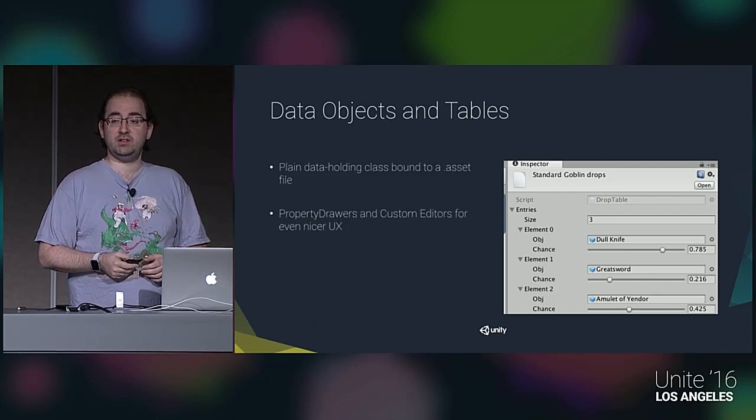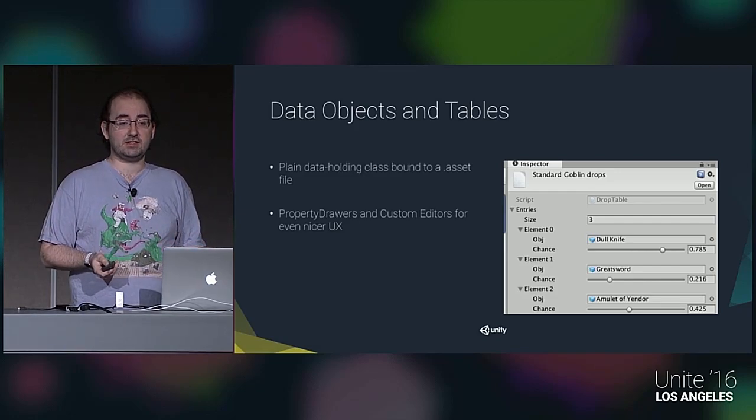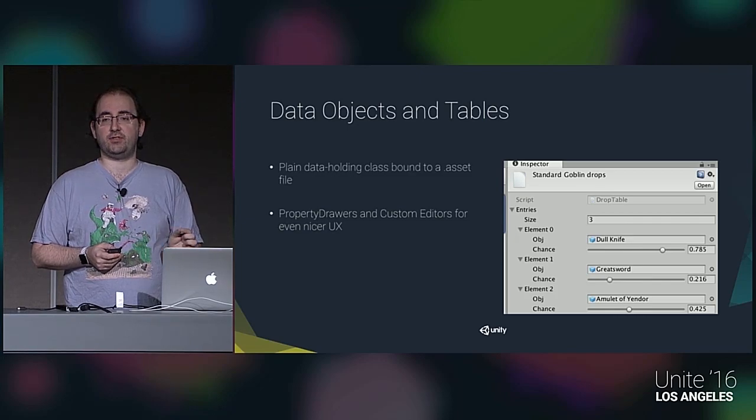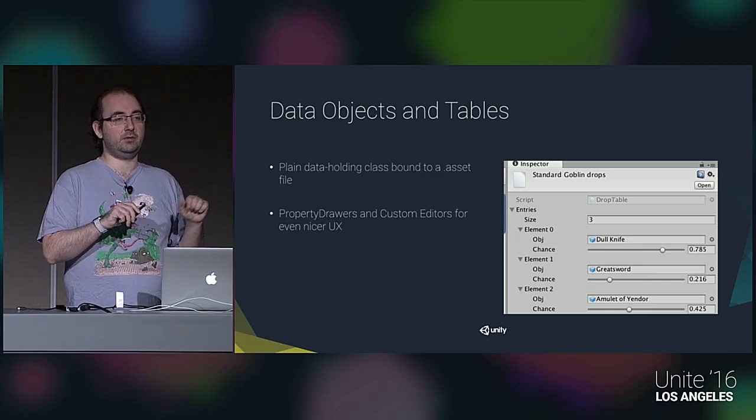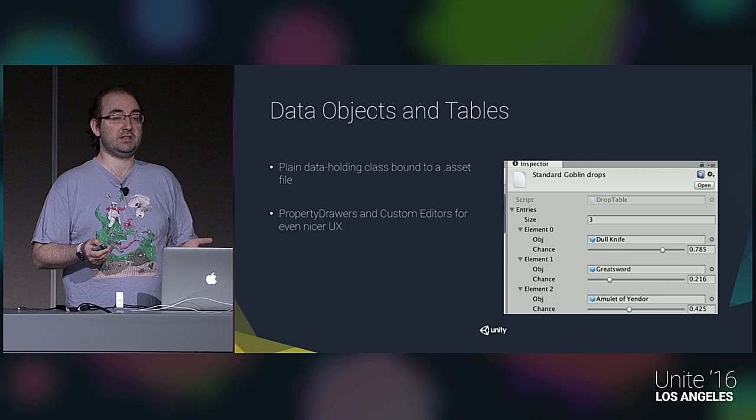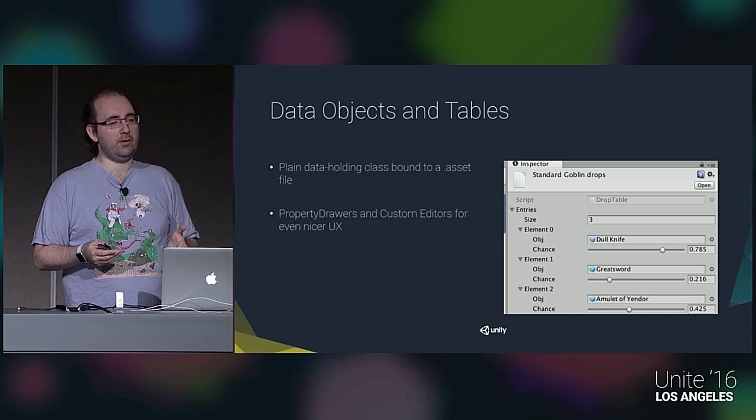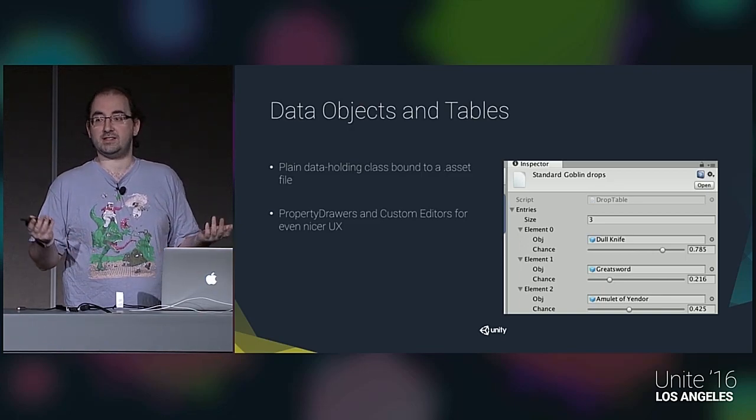This is also a demonstration of using property drawers and custom editors to produce a slightly nicer user experience. You can see I've got sliders for that chance there. That's just sticking the range attribute on a float, because actually what it's storing is just a float between 0 and 1. But putting the slider in there means that this is slightly nicer for a designer to go in and just tweak what the drops are for a standard goblin.